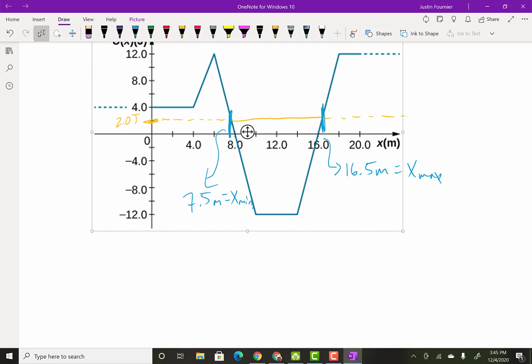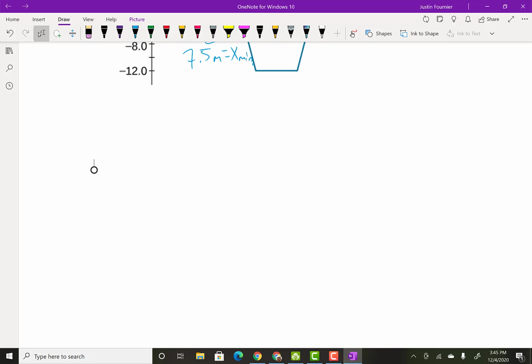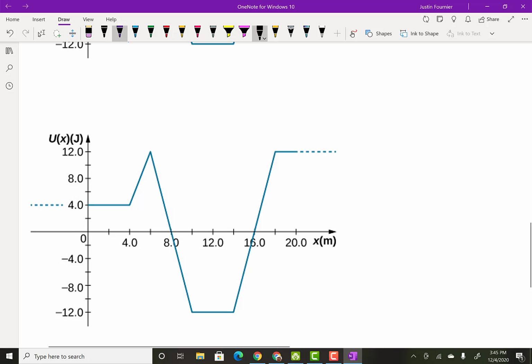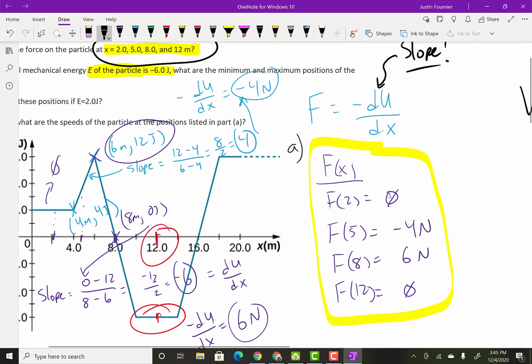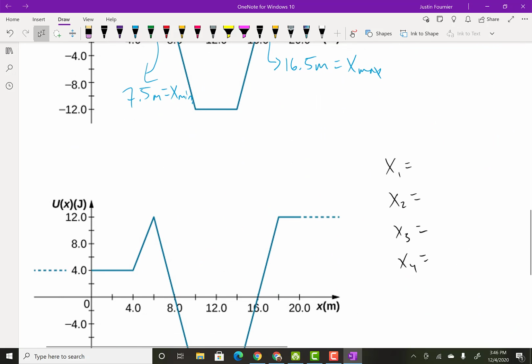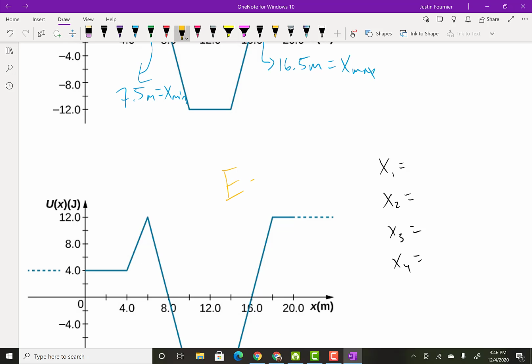I'm just going to copy and paste here to get a clean chart. All right, and the speeds again, the positions are x1, x2, x3, and x4. We've got the total energy is 16 joules, and then 2, 5, 8, and 12. So total energy is 16 joules, so that's up here, maybe. But 2, 5, 8, and 12. So 2 meters, 5 meters, 8 meters, 12 meters.